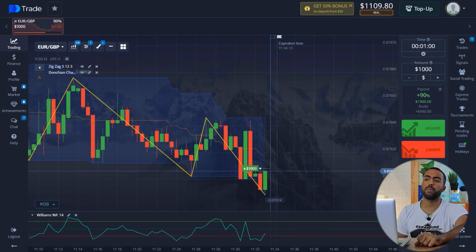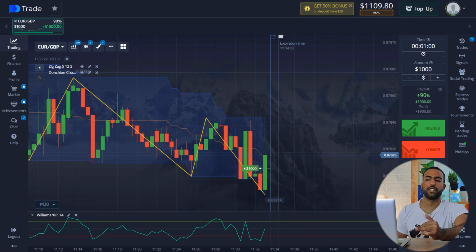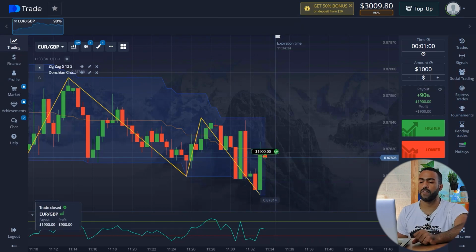And the next point will be fixing the trading volume. It's important not to risk more than 5% of the deposit in one trade. And the larger the deposit is, the smaller the amount of trading volume should be. Ideally, this value should be from 0.5% to 1%. And my trade was a profit added to my account, $900 profit.